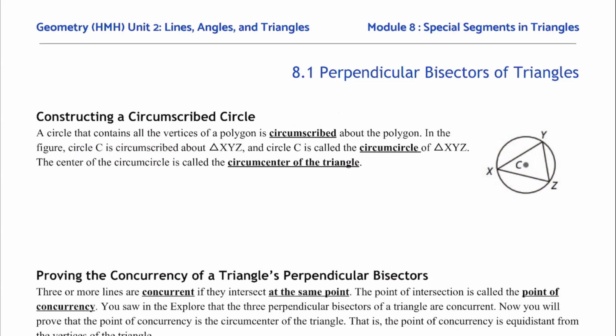And in this particular case, we would call this circle C because its center is point C. So in this case, the circle C is circumscribing the triangle XYZ. And the circle C in this case is called the circle that circumscribes the triangle XYZ. Okay, so it is called the circumcircle of triangle XYZ. And the center of the circle is called the circumcenter of the triangle. All right, so that's the definition.